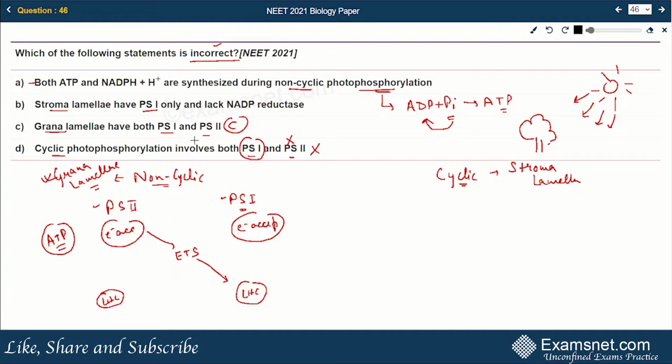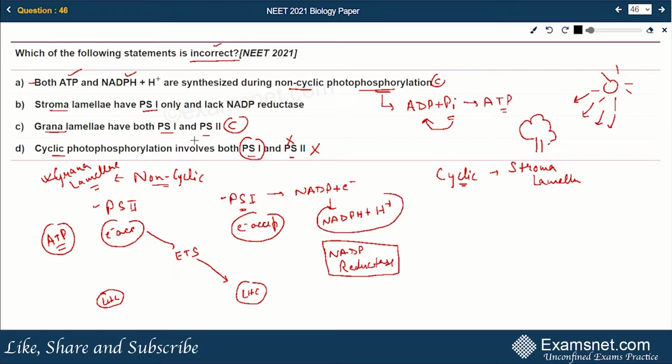Then, after passing through both the photosystems, the electron is received by an energy-rich NADP molecule, which will get reduced to NADPH plus H plus with the help of an enzyme, NADP reductase enzyme. Okay, that means grana lamellae contains NADP reductase enzyme. So here we can see option A is also correct because it says that both ATP and NADPH and H plus are synthesized. So we saw that both the things are synthesized here.